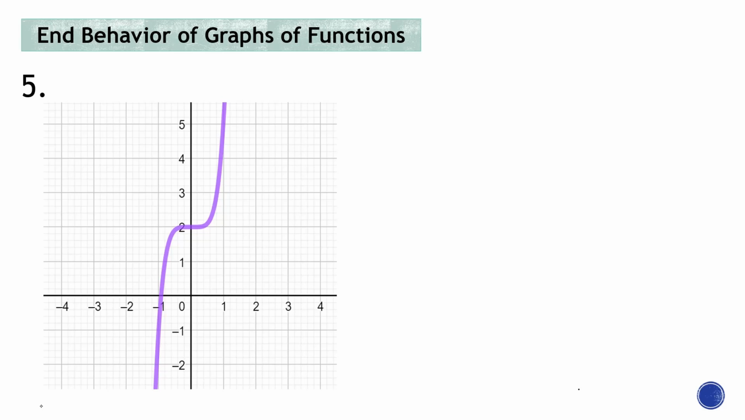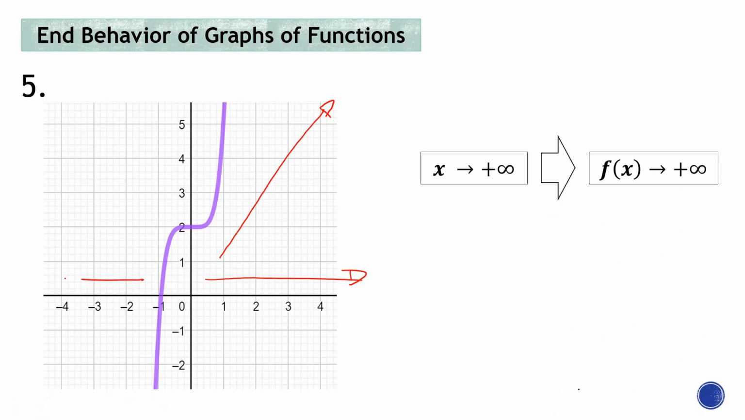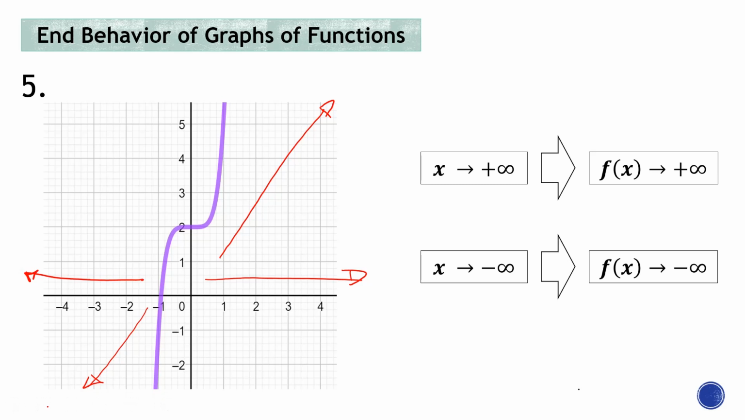So let's have this one. I think this is a cubic function. So as x is approaching positive infinity, where is the right side of the graph going? It's going towards this direction, which means it's going towards positive infinity, right? Next, as x is decreasing, where is the left side of the graph going? It's going obviously towards that direction. That's negative infinity also. Okay, so going towards positive infinity, going towards negative infinity.